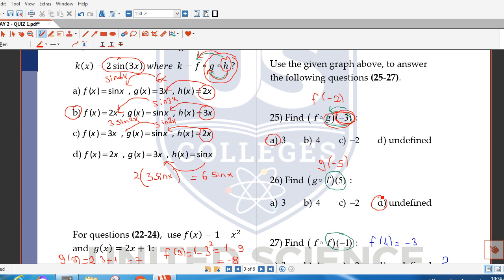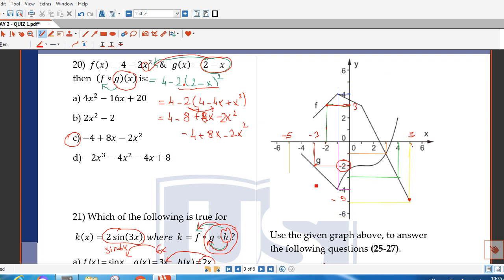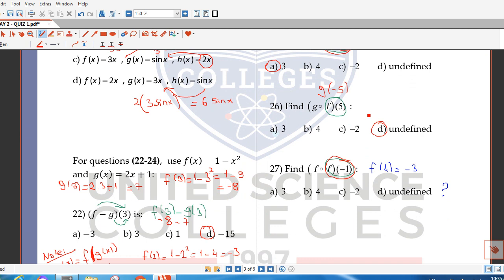The next question, f of f of negative 1. So find negative 1 on the x-axis and go through function f. Negative 1 is here. Go through function f. When you touch, go through to y, which is 4. So my question is going to be f of 4.